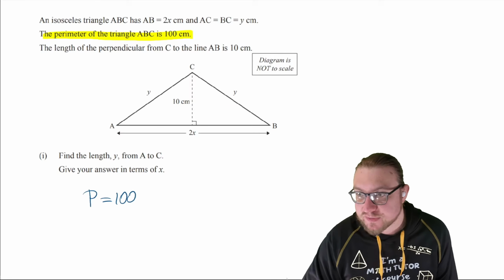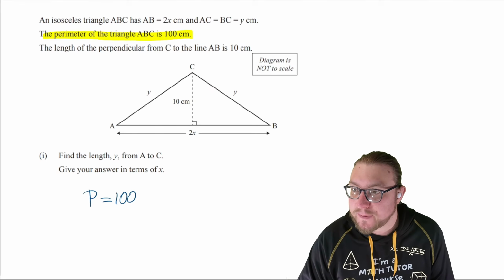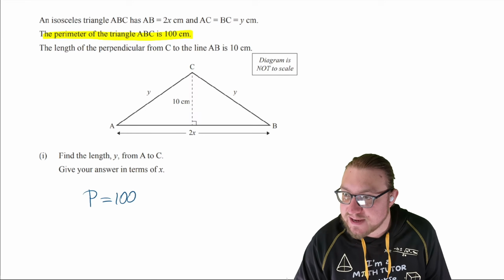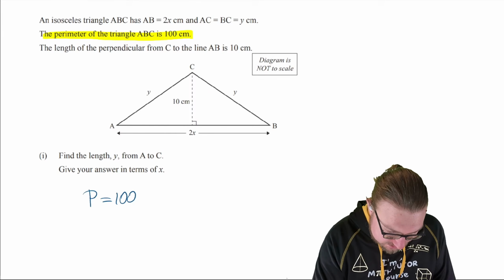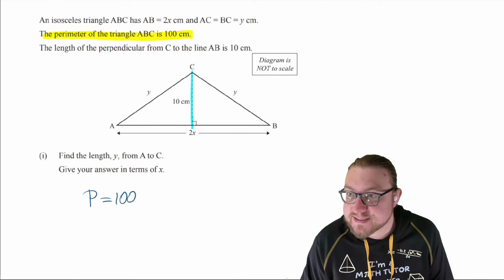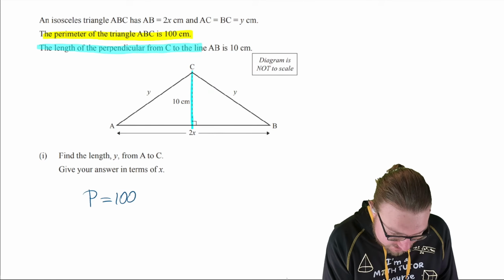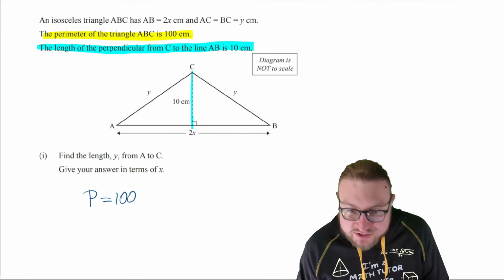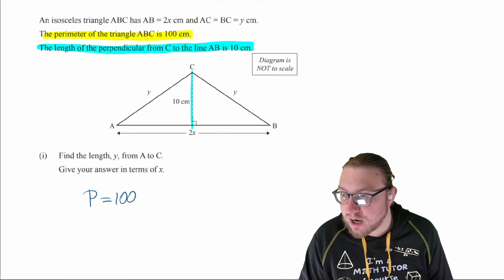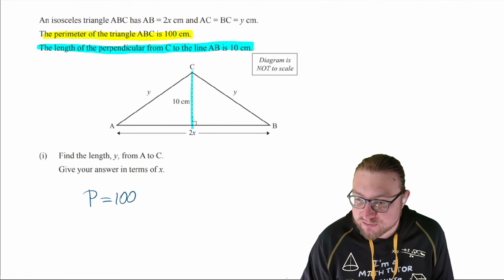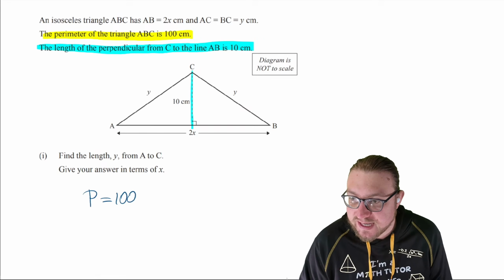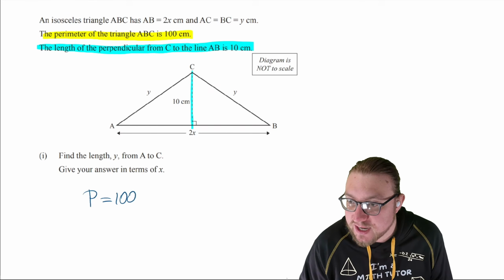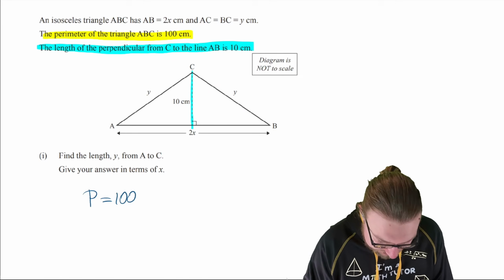So it says the length of the perpendicular from C to the line AB. Perpendicular means it's on a right angle. Yeah, so the line that's on a right angle to AB is this line over here. That's this one here. I'll make it in blue. Is 10 centimeters. Also, that is included in our picture. So we can heavily rely on this picture helping us out here. Now it's saying find the length y, and this is from A to C. We know that. And give your answer in terms of x.